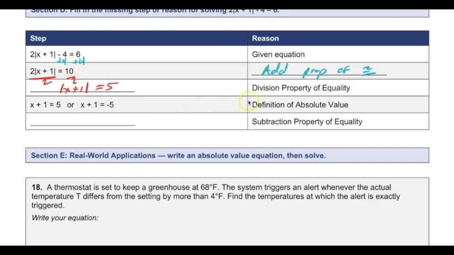And then definition of absolute value. The absolute value means you can split it. So that's the definition of absolute value. And then it says here they did a subtraction property. So what did that happen? They minus the 1 from both sides. And they get x equals 4 or x equals negative 6. So that's what that's about.